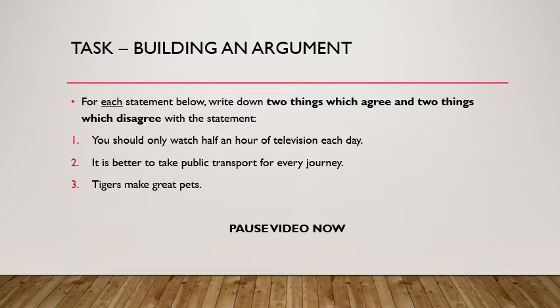Number 1, you should only watch half an hour of television each day. Television here can be any kind of screen time, it doesn't have to be specifically TV, so it can be YouTube, Netflix, whatever that may be. Number 2, it is better to take public transport for every journey. And number 3, tigers make great pets. So 2 things which agree and 2 things which disagree with each of these statements. You can pause the video now.